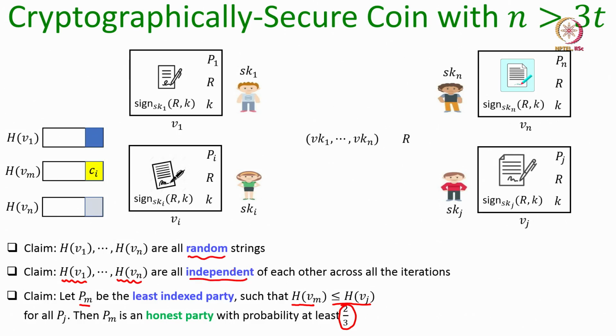So, among the n parties, if we focus on the set of bad parties and the set of good parties, suppose H is the set of honest parties and B is the set of corrupt parties, then the ratio of the set of honest parties over the set of all parties is at least 2 over 3, because we are assuming n is greater than 3t.